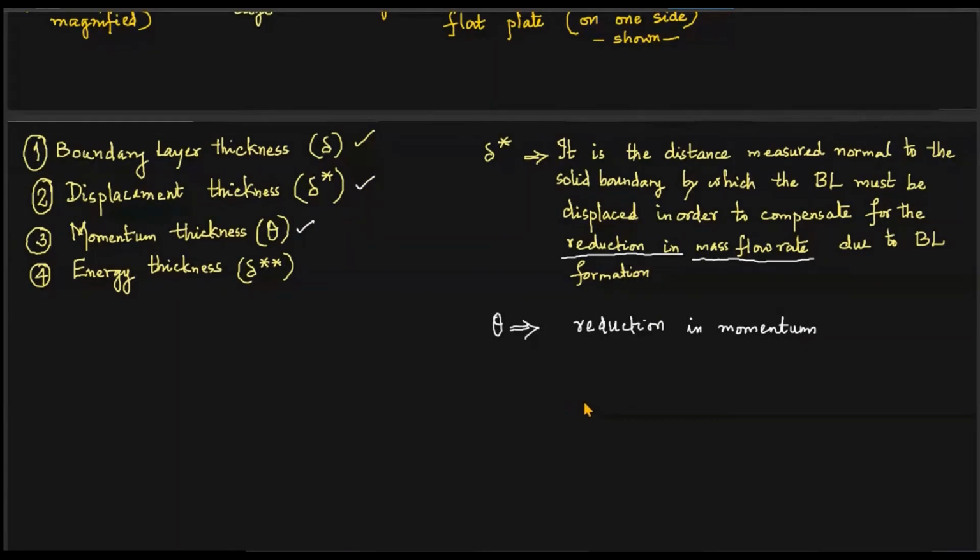So momentum thickness, I repeat, is a distance measured normal to the solid boundary by which the boundary layer must be displaced in order to compensate for the reduction in momentum due to boundary layer formation. Okay, and now the next is the parameter to account for the energy loss, kinetic energy loss. So that is delta double star. So we can easily get the definition now. What you should do is that underlined word in the first definition of displacement thickness must be replaced by reduction in kinetic energy.